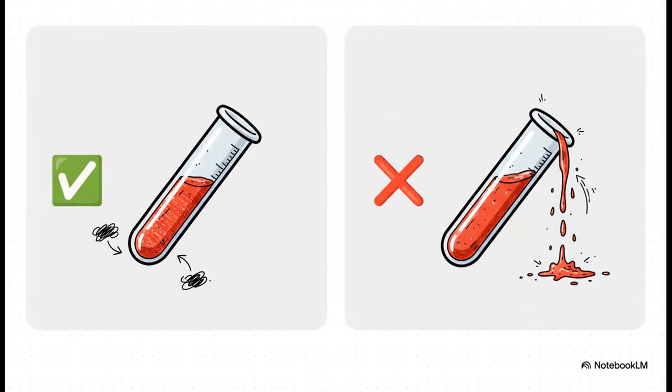Reading this result is also super straightforward. A positive test is the formation of a solid, gel-like clot. The real test is when you tilt the tube. If it's positive, the clot stays put, it won't flow at all. A negative result is just what you'd expect. The plasma is still completely liquid.